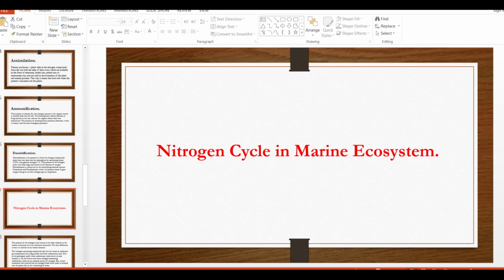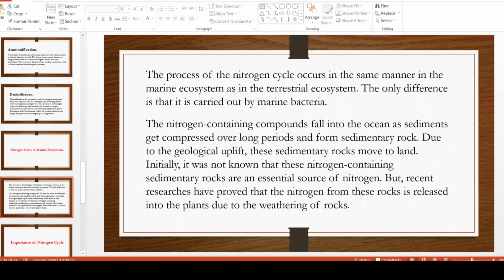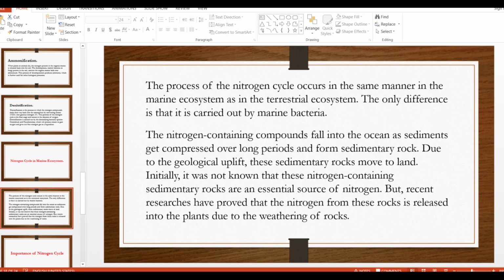Nitrogen cycle in marine ecosystem. The process of the nitrogen cycle occurs in the same manner in the marine ecosystem as in the terrestrial ecosystem. The only difference is that it is carried out by marine bacteria.